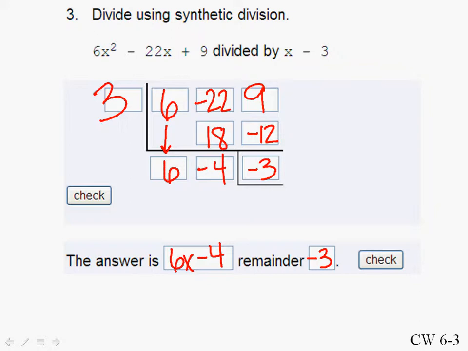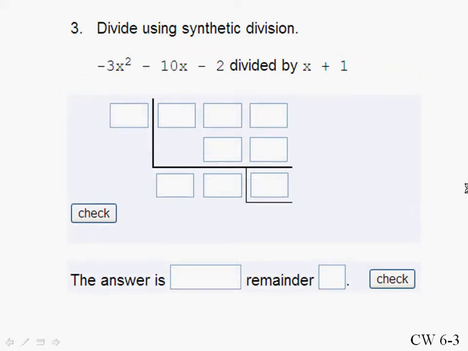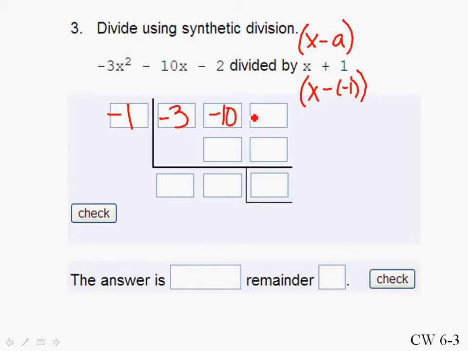Let's try another one. Divide using synthetic division. Remember, my a value is x minus a. So that means that this is x minus a -1, which gave me my +1. So my a value is -1. My coefficients are -3, -10, and -2.